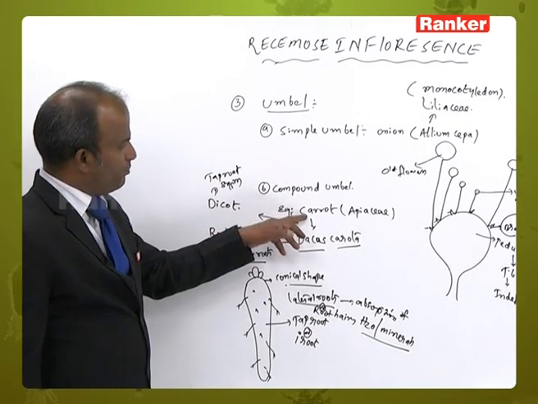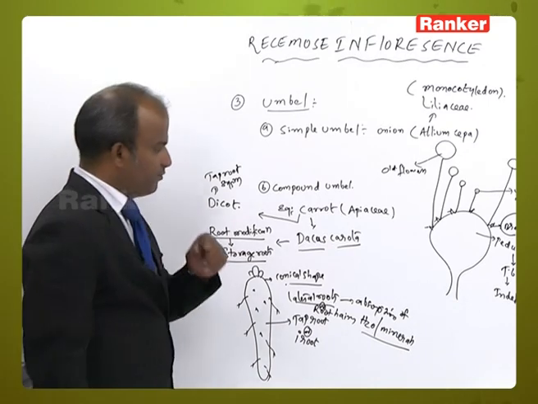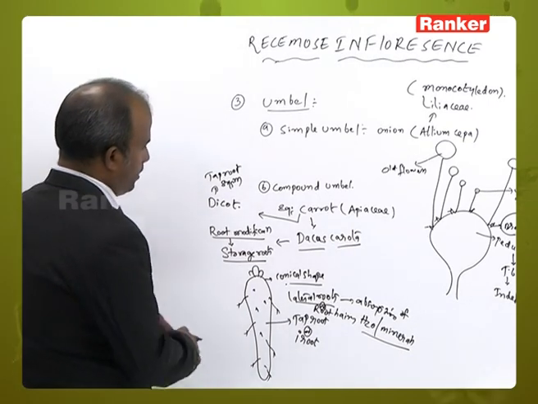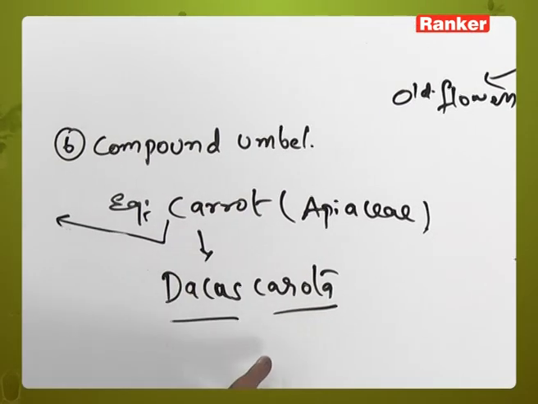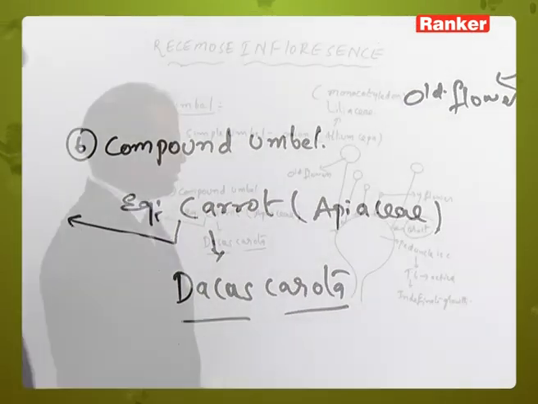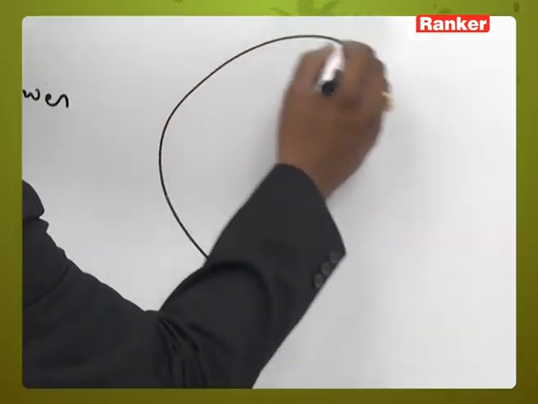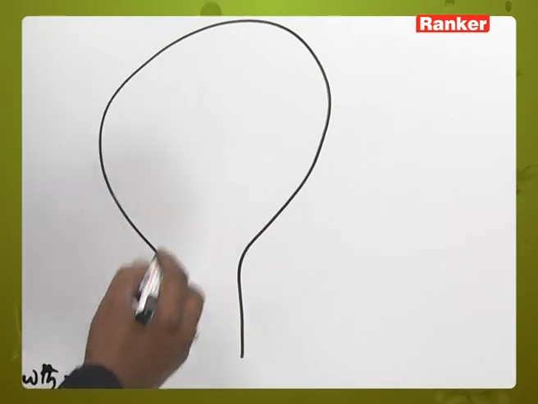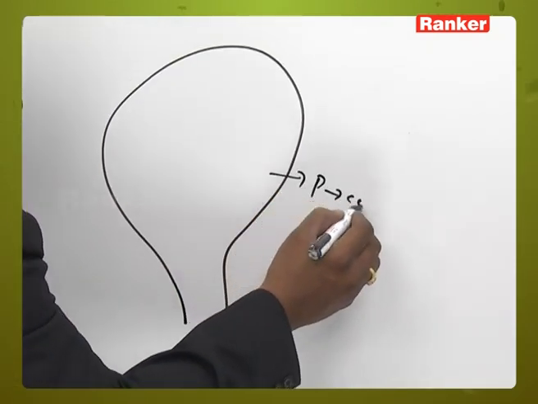And what is another one? It is also a good example for compound umbel. Now we will discuss this compound umbel. Example carrot, Daucus carota. In this compound umbel, the peduncle is condensed. This is the peduncle, it is condensed.